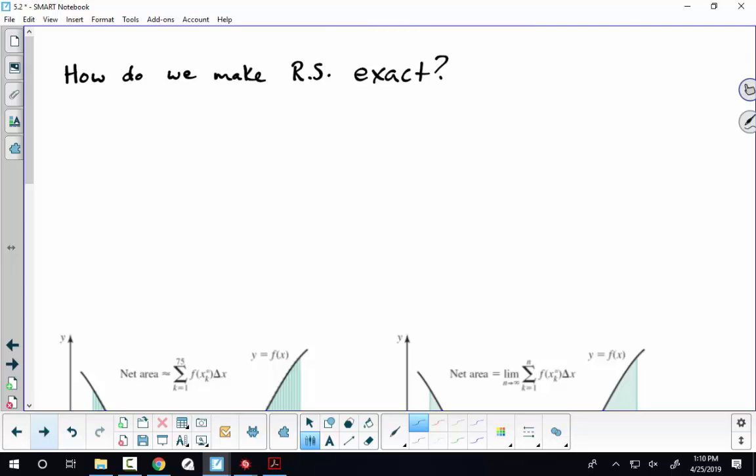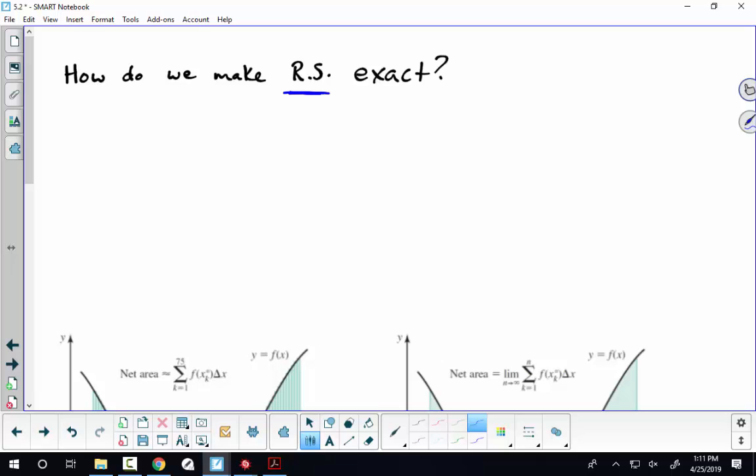So we sort of alluded to this in the last section, 5.1: how do we make Riemann sums exact? Because Riemann sums at this point are mere approximations to the total area, or the net area. Does anyone remember how we make the Riemann sum exact? You average the left and the right? If we averaged, we would get a better approximation, but it's still an approximation. More partitions? Yeah, we would have more partitions.